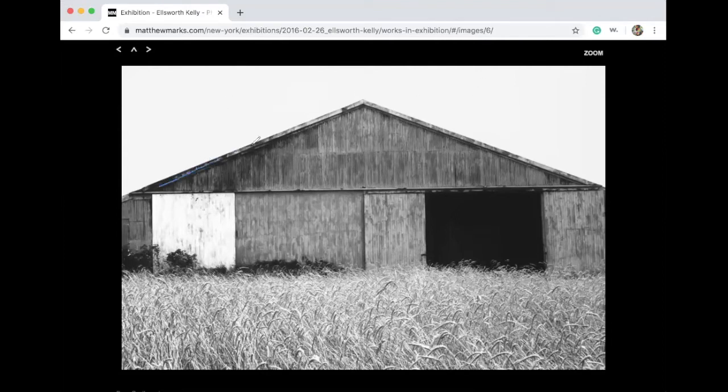So what do we think? What shape are we seeing here? A big triangle, right? There's a big triangle. We see that the barn is also made up of almost a square, right? A rectangle. Another rectangle. And this is almost a square.